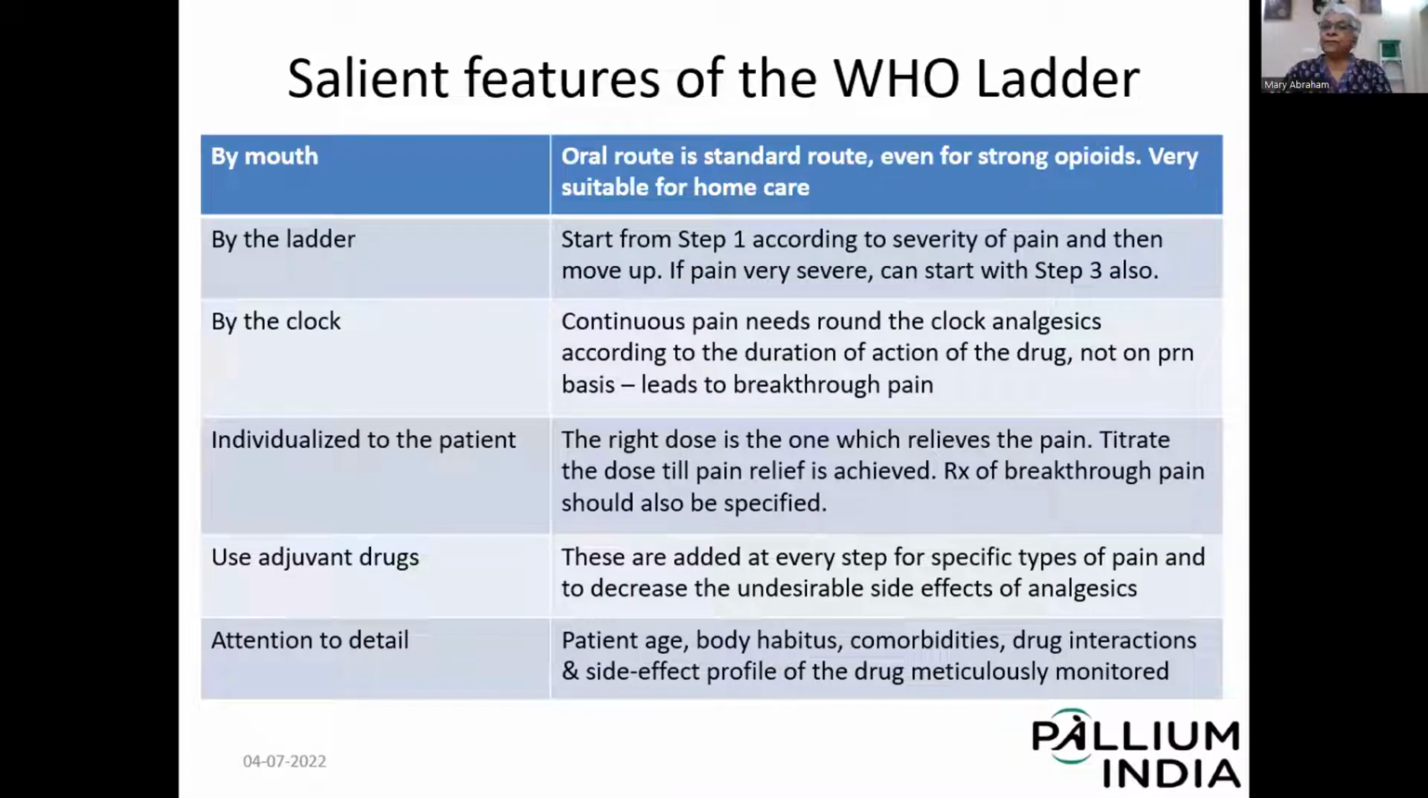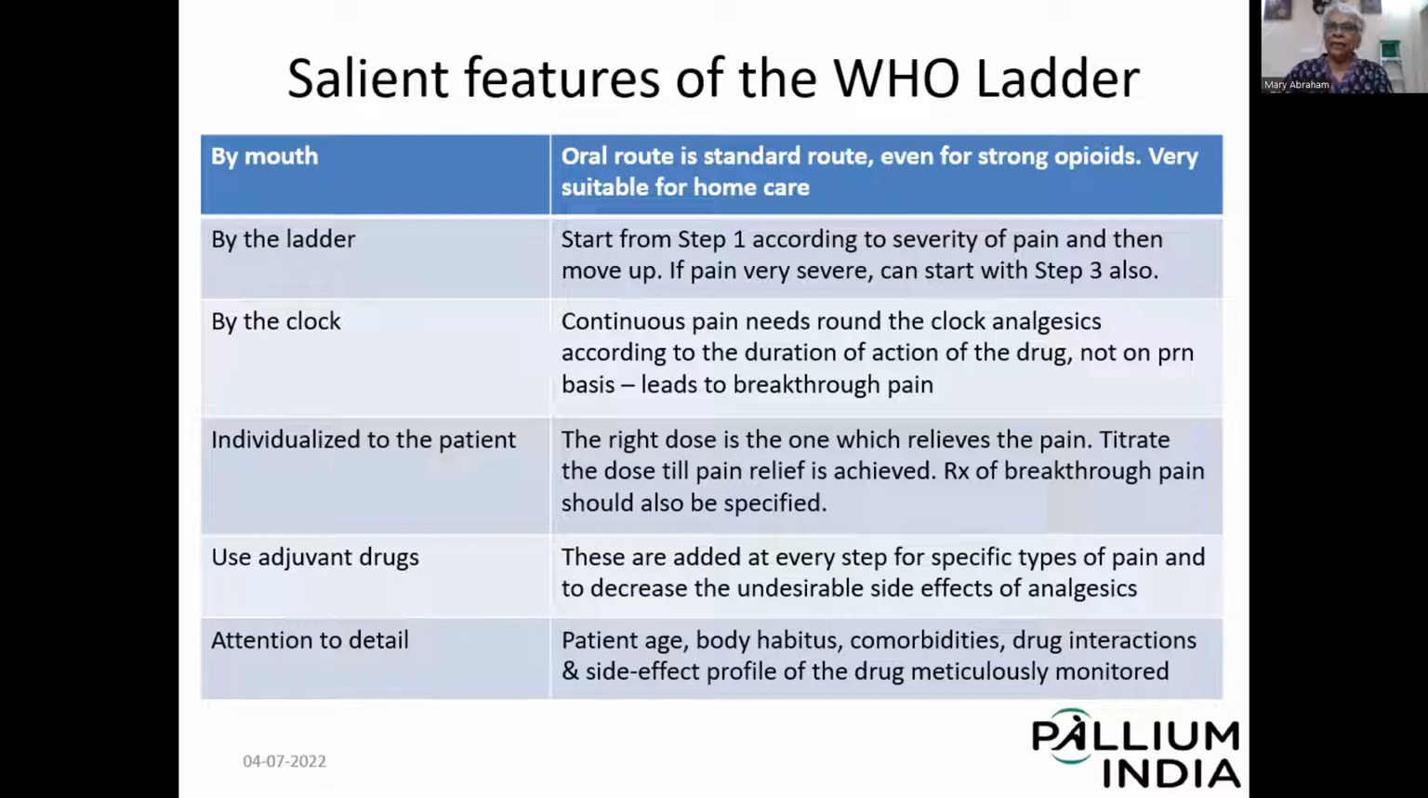Now, what are the salient features of the ladder? Three things you must take home: the drugs are given by mouth, by the ladder, by the clock. By mouth, this oral route is a standard route, even for the step 3 drugs or the strong opioids. It's a huge advantage, because these drugs can be given at home. You don't have to be in hospital to receive strong opioids. They can be given by the visiting nurse or by a relative, so it is very suitable for domiciliary use.